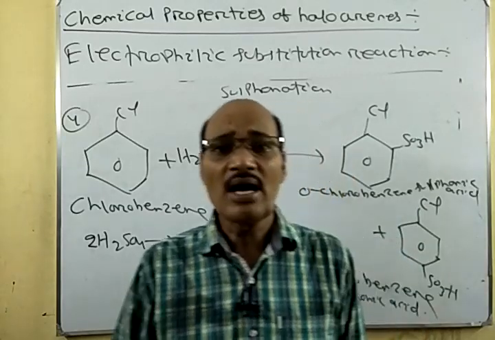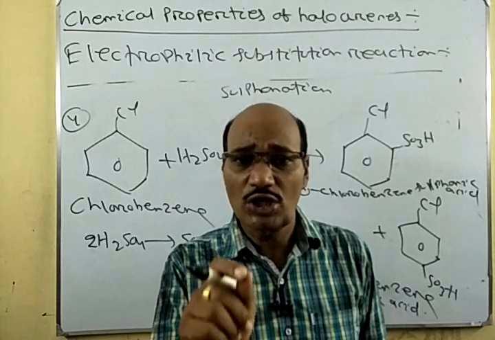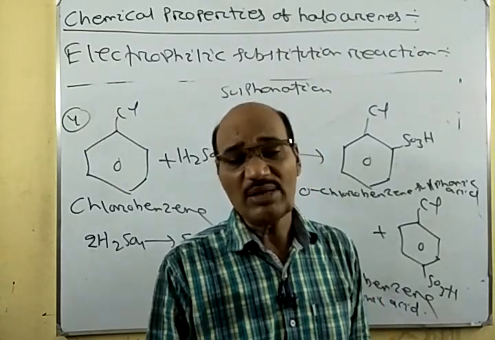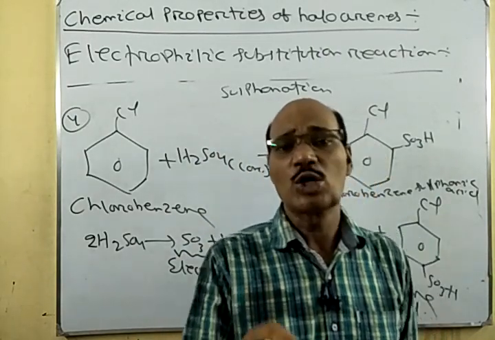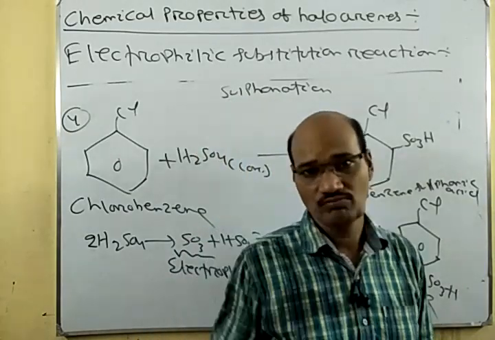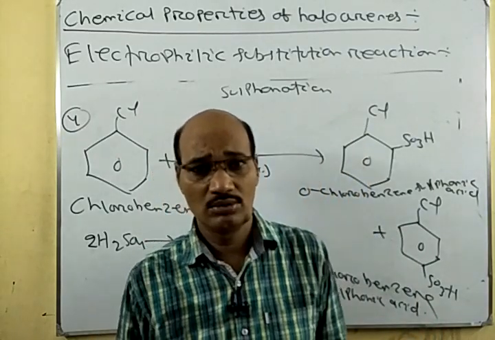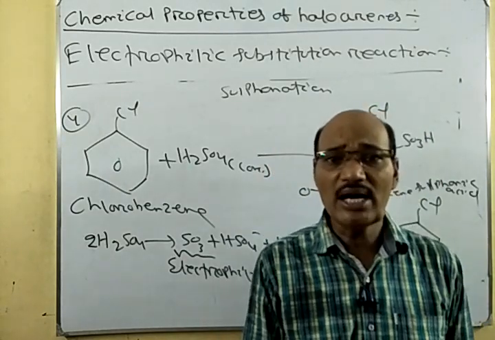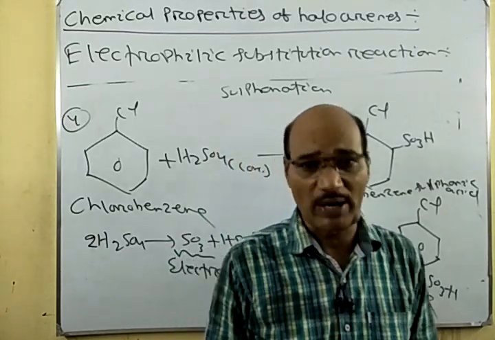Finally, when chlorobenzene undergoes nitration with a mixture of concentrated HNO3 and concentrated H2SO4, then we are getting ortho-chloronitrobenzene and para-chloronitrobenzene. Here NO2+ is the electrophile. Similarly, when chlorobenzene undergoes sulfonation, we are getting ortho-chlorobenzenesulfonic acid and para-chlorobenzenesulfonic acid. Here SO3 is the electrophile. Okay.